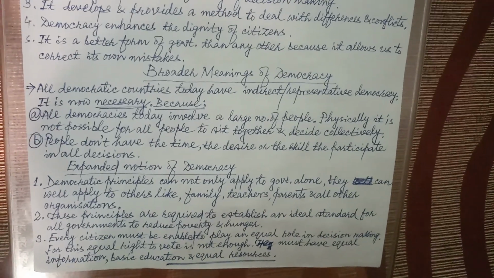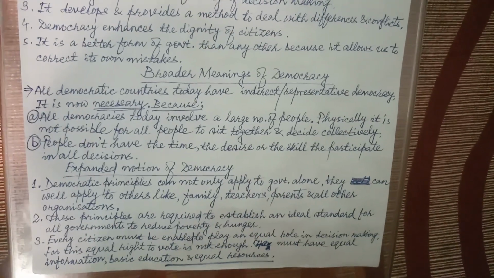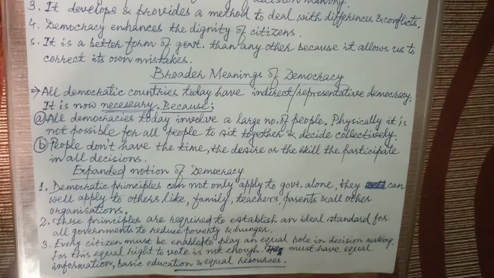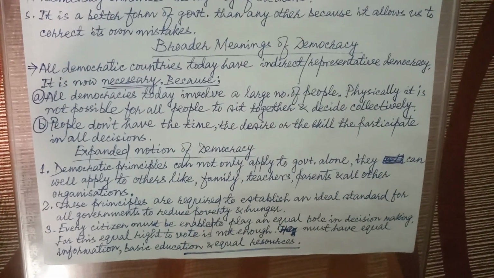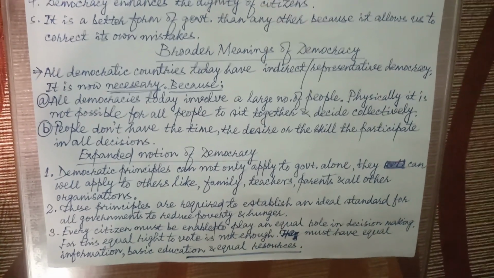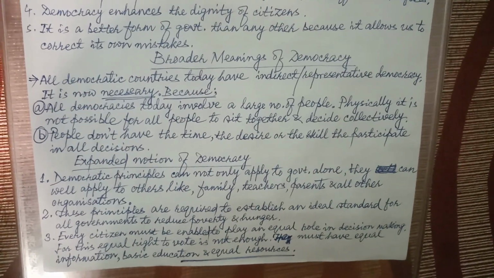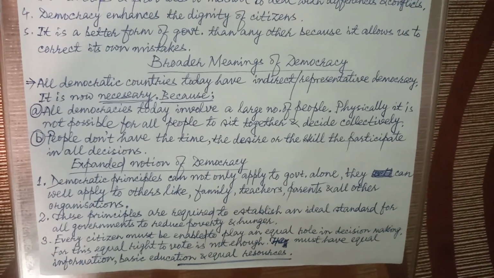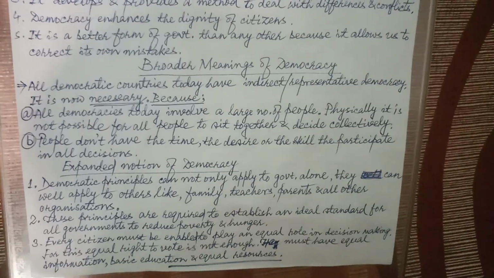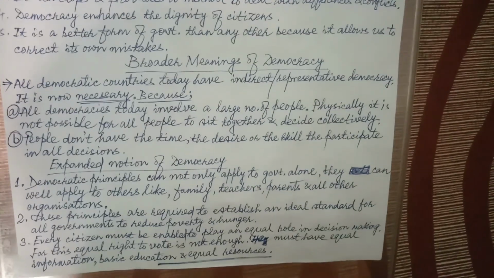The government should take such steps that poverty and hunger can be reduced and removed in course of time. Third, each and every citizen must be enabled by democracy to play an equal role in decision making. We have an equal right to vote. Is it enough? This is not enough. Political equality is there. We all have the right to vote, but this is not at all enough. All the citizens must be able to play an equal role in decision making.